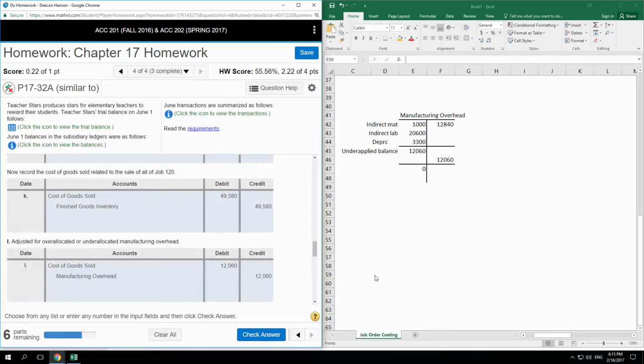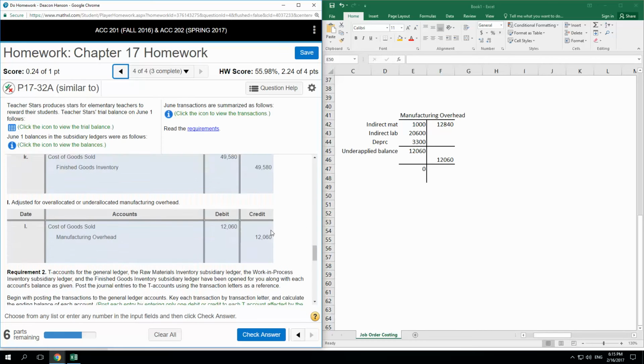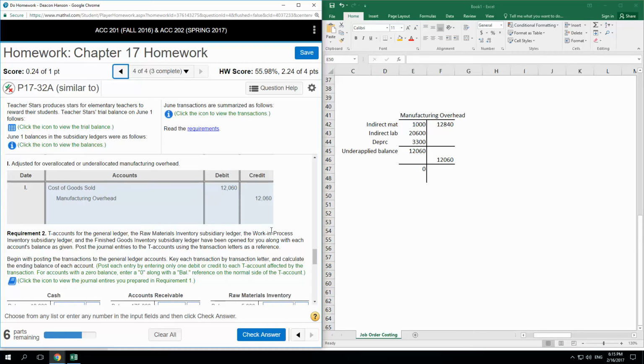So that's how that works, because the allocation here is estimated. It's based on an estimate. We come up with that predetermined rate.